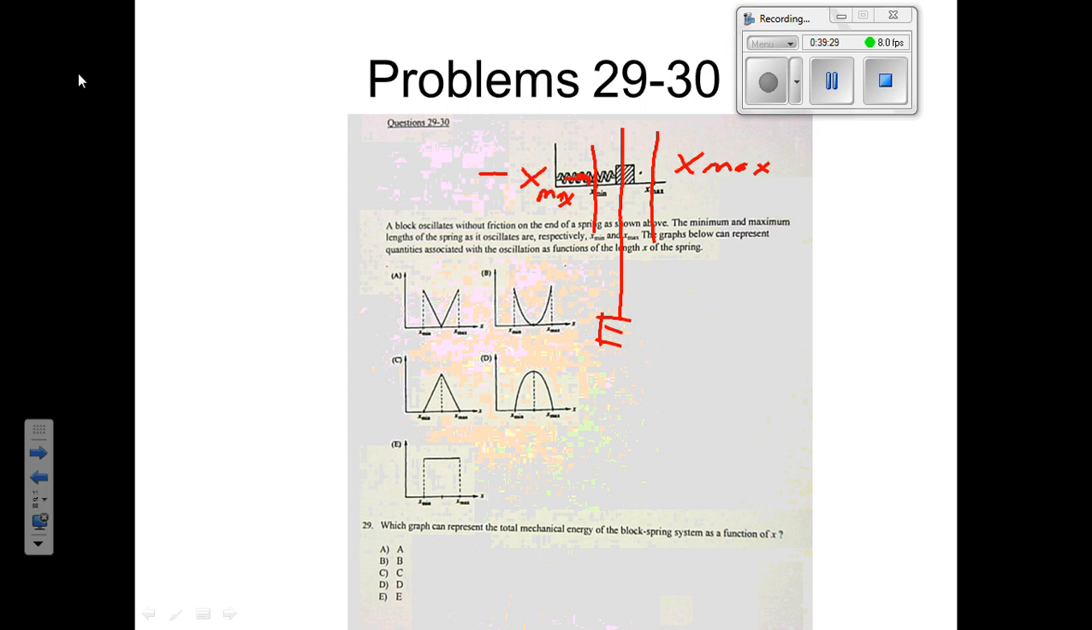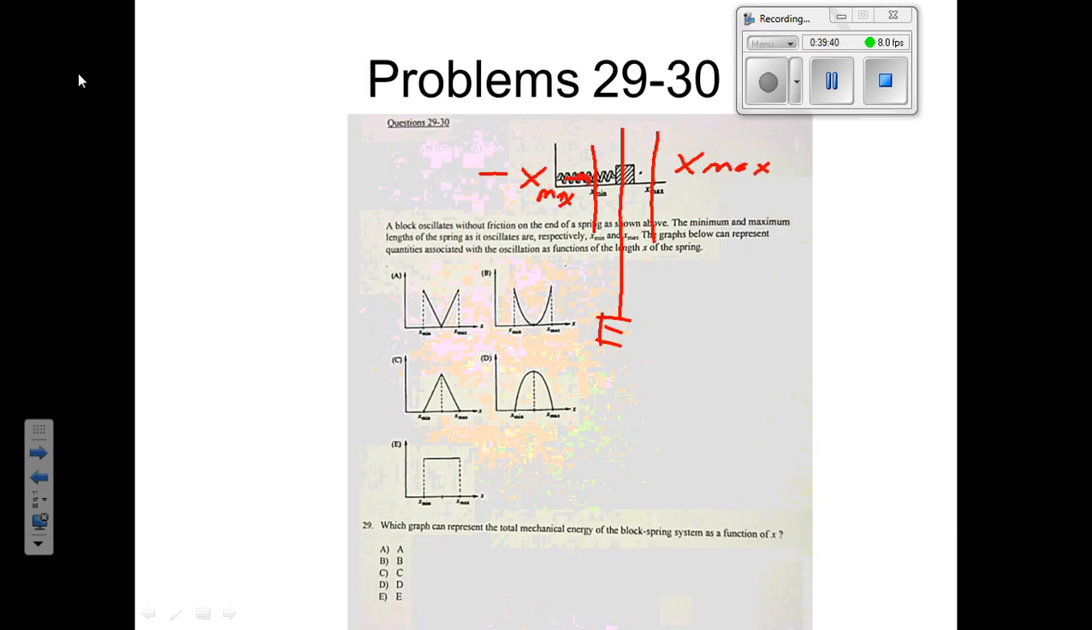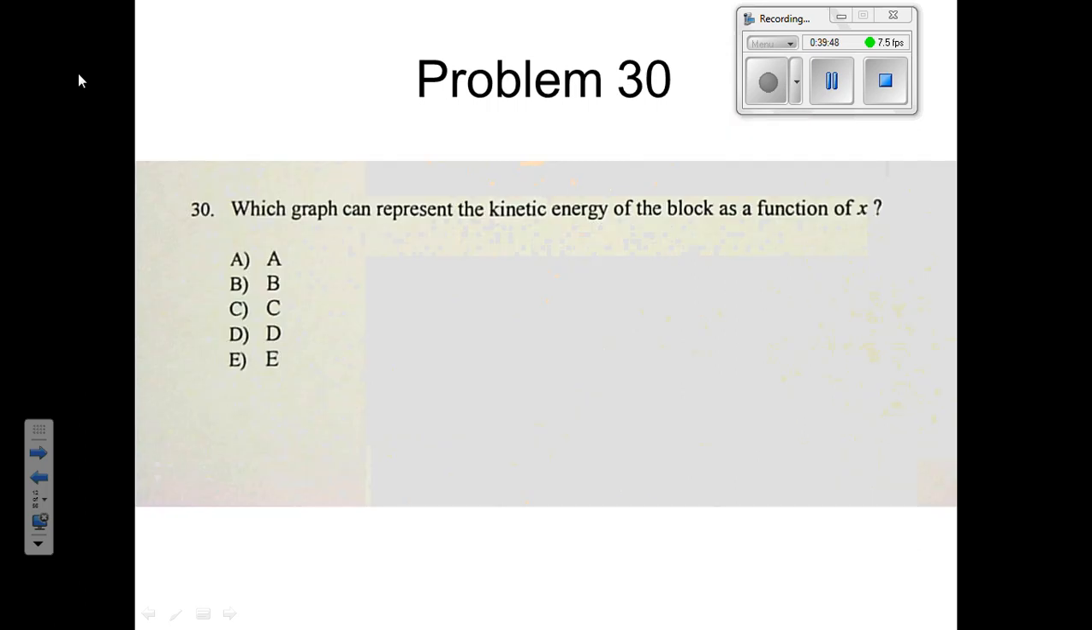Now, question 30, you can't see on the screen right now. It says, which graph can represent the kinetic energy of the block as a function of x? So question E is not about the mechanical. Did you not have 30? All right, well, all 30 is, which graph can represent the kinetic energy of the block as a function of x? It's about that same graph. Same set of graphs.